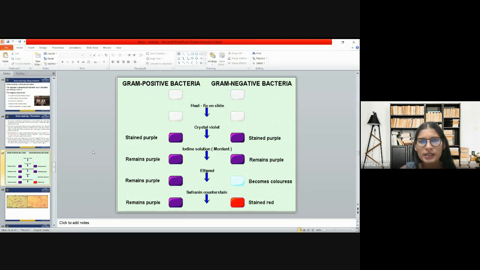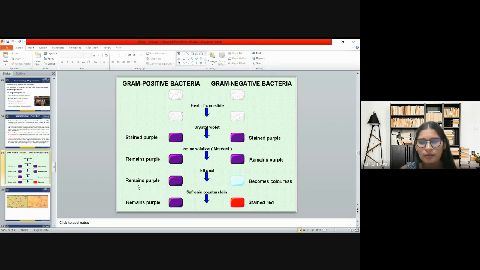So as you can see, this is the gram positive bacteria and gram negative bacteria. While we are at the starting step they are the same, then we heat fix them on the slide, then we take crystal violet, which stains purple. In the first step they both are in the purple color. Then in the second step, when we are using the mordant, iodine solution, they are still in the same color.